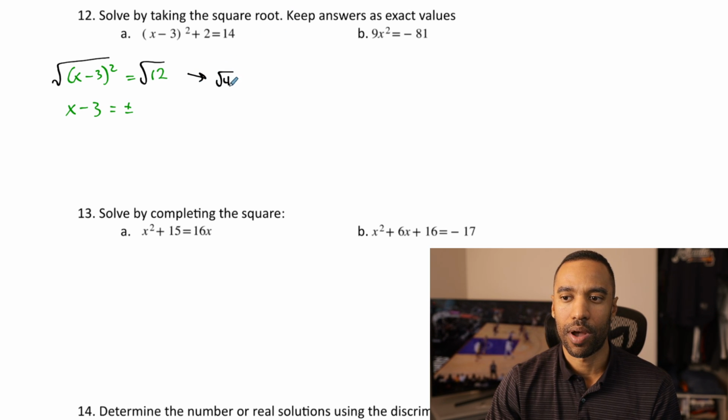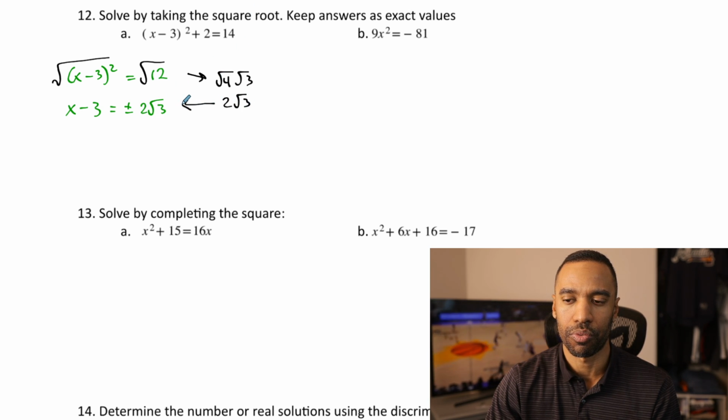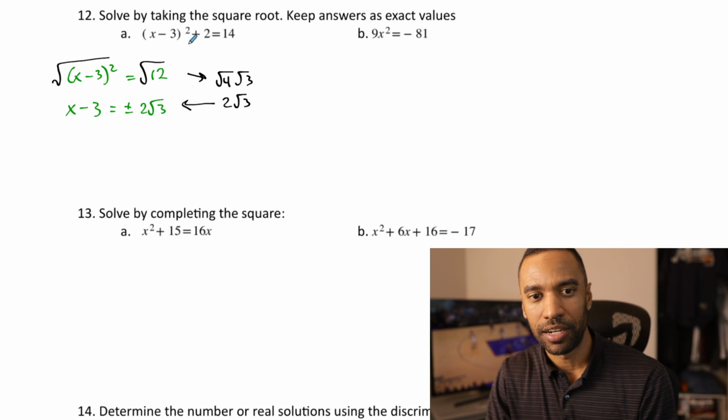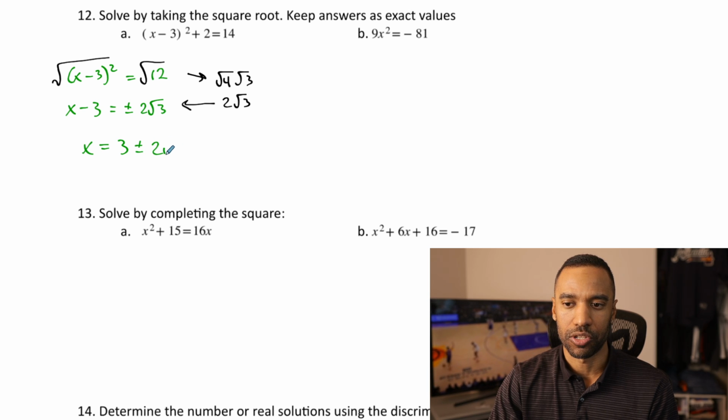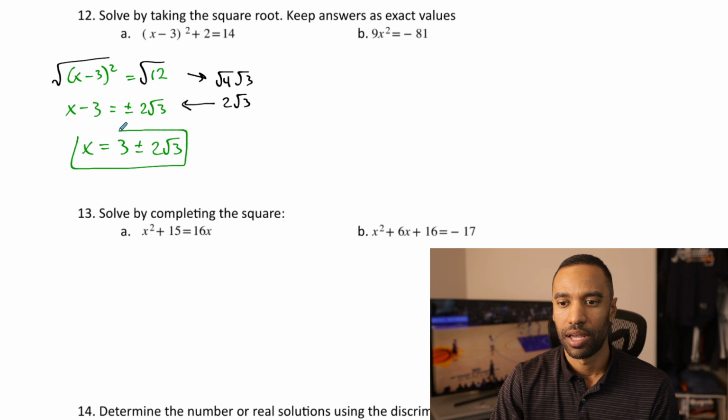Now the square root of 12 is the square root of 4 times the square root of 3, or 2 times the square root of 3. So we're going to get 2 root 3 over here. That's a simplified radical. And I add 3 to both sides. I'm going to get x equals 3 plus or minus 2 times the square root of 3. These are the two exact answers.